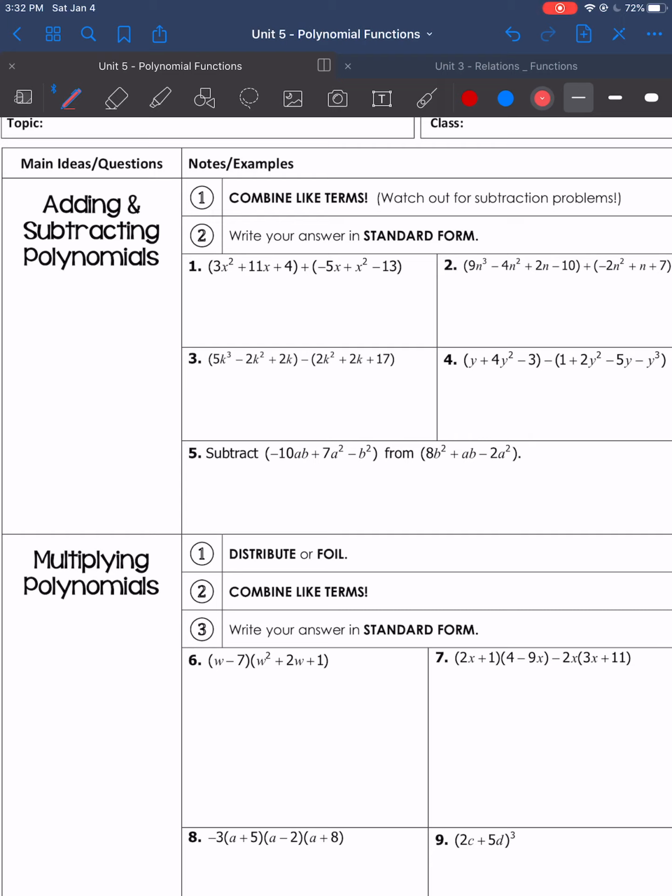Adding and subtracting polynomials. This is where we're going to combine all of our like terms, so let me get my different color highlighters. So, we have x squareds, we have x's, and we have constants. So all I did was highlight them differently just so we can know what to add together. So 3 plus 1 gives me 4x squared. 11 minus 5 gives me 6x. And 4 minus 13 gives me negative 9. So that's the answer to that one.